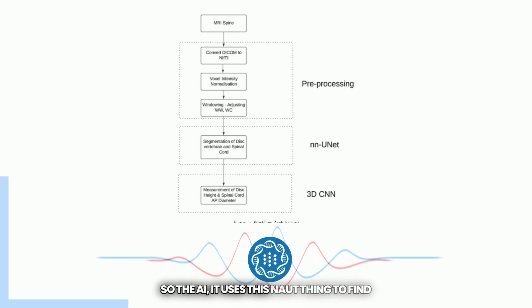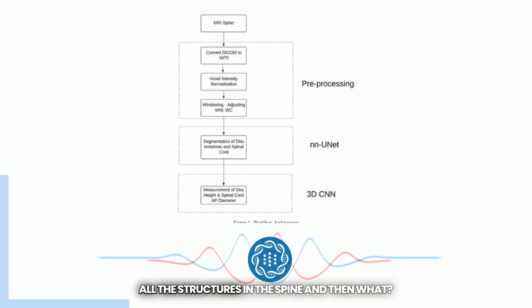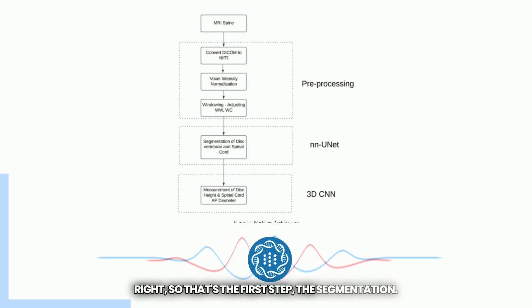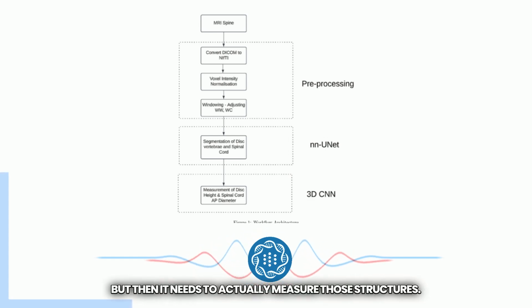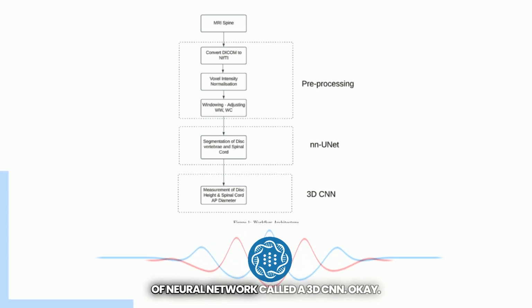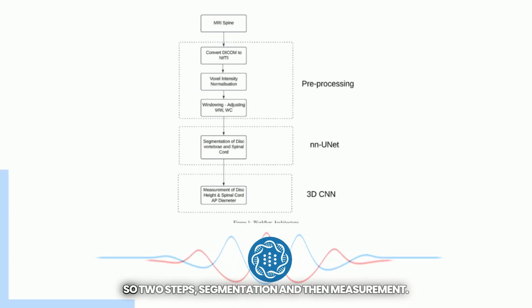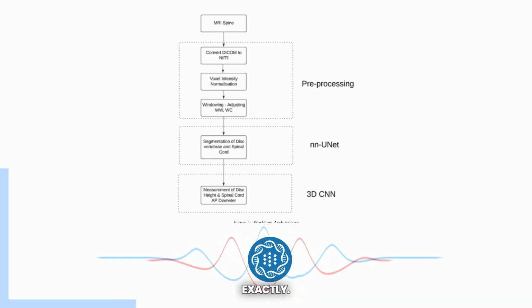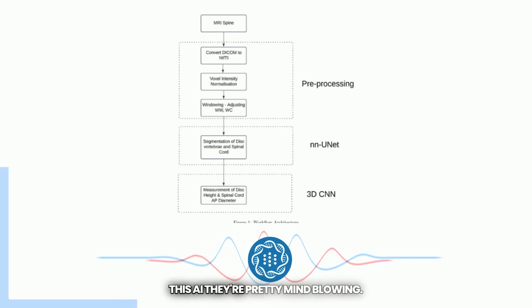So the AI uses this nnU-Net thing to find all the structures in the spine, and then what? Right, so that's the first step, the segmentation, but then it needs to actually measure those structures. Gotcha. And for that, they use another type of neural network called a 3D CNN. Okay, so two steps, segmentation and then measurement. Exactly. And the results they got with this AI are pretty mind-blowing.